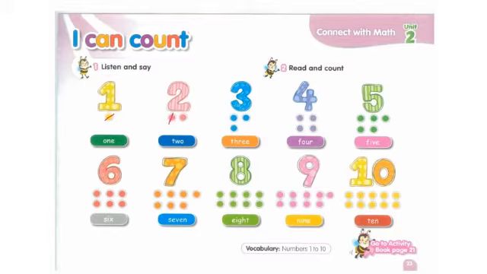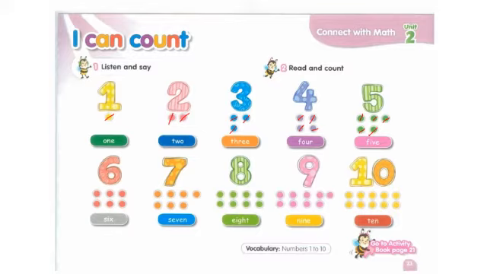1, 2. Very well. Number 3, this is number 3. Let's count the dots. 1, 2, 3. Alright, next, this is number 4. Let's count the dots. 1, 2, 3, 4. Next number, this is number 5. Let's count the dots. 1, 2, 3, 4, 5.